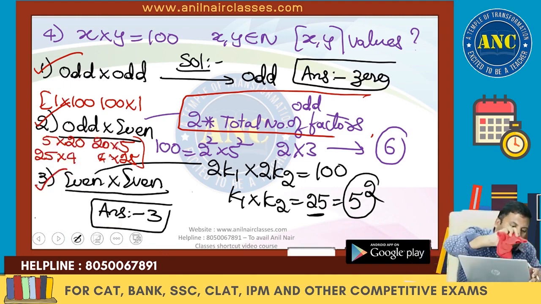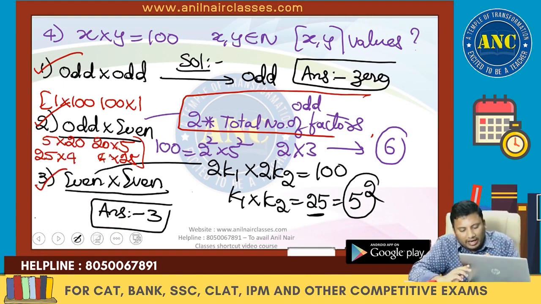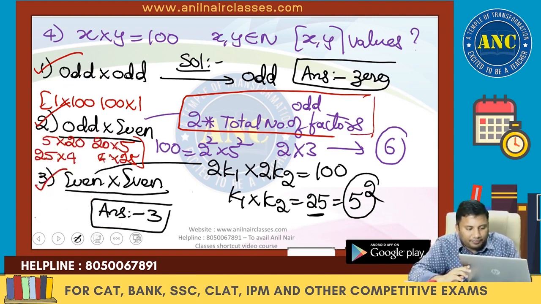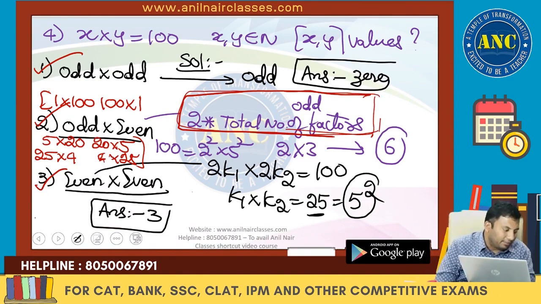I hope this concept is clear. I took the right hand side as an even number. Odd number we will do now. Everybody clear, right? Next one.